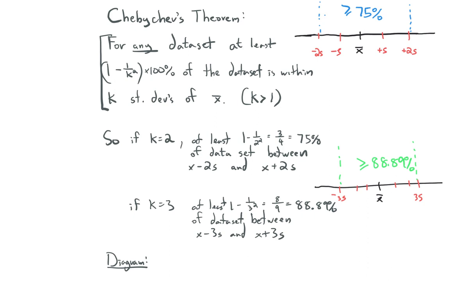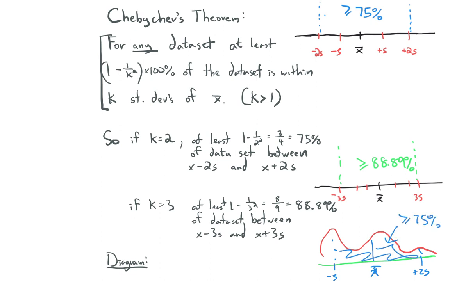But for any wonky distribution that you like, no matter how wonky it looks, if you had a histogram that looked like this, for example, it doesn't really matter, some wonky thing, and let's say the mean for that was about here, you know that within 2 standard deviations, this has to be greater than or equal to 75%. This goes no matter how wonky your distribution looks. So that's Chebyshev's theorem.